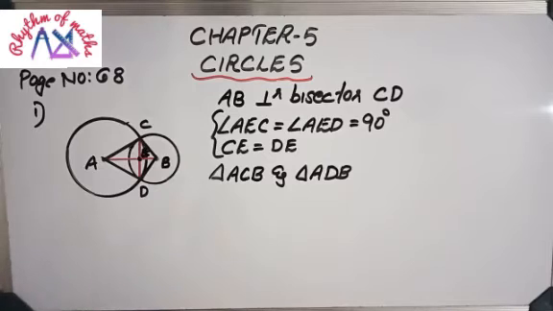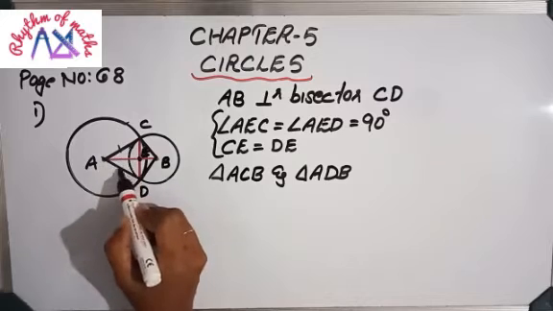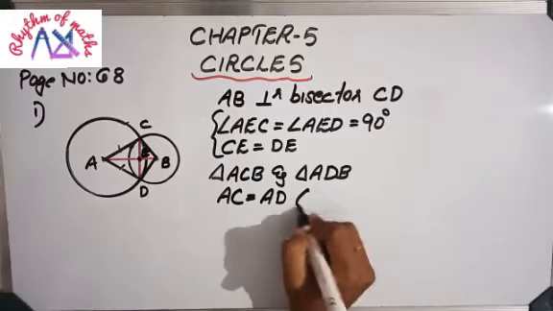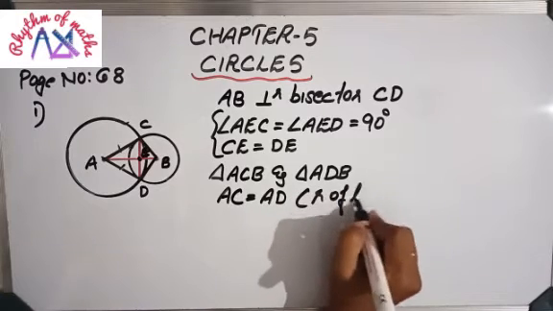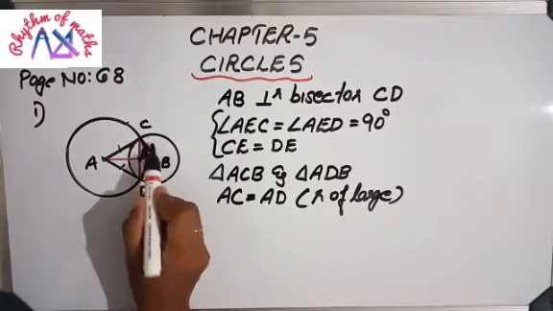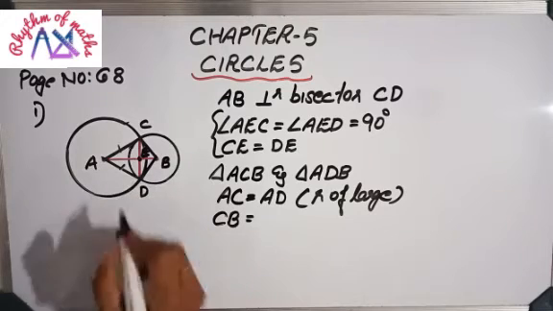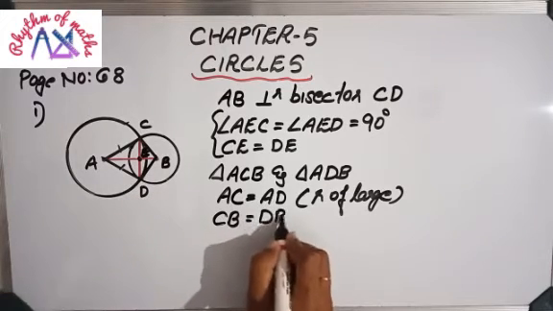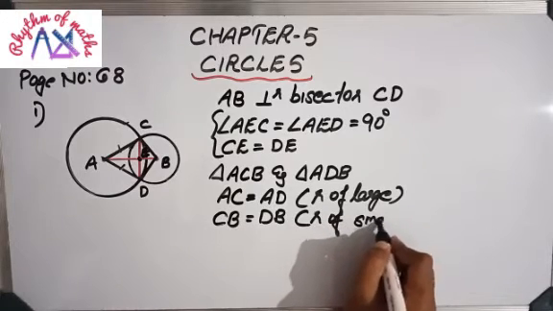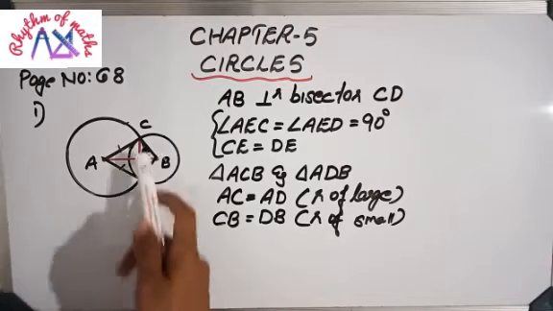Now in between, this CD line, no need to consider, just consider ACB and ADB. Now here which all are the equal sides? Here AC and AD are equal. Why? AC equal to AD, because they are radius of the large circle. Next one, second side CB equal to the second side of the second triangle, that is DB. Reason is what? Both are radius of the small circle, because C and D are points on the small circle.